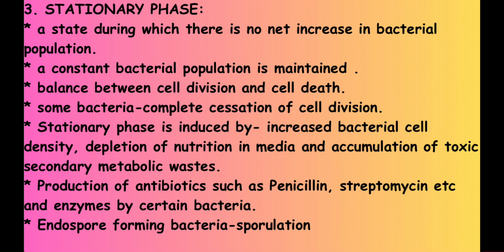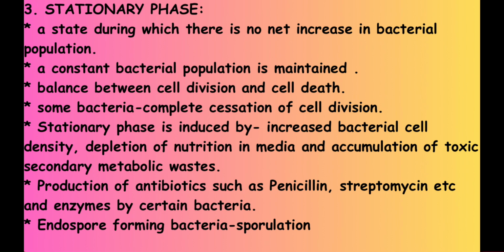Stationary phase. So at some point the bacteria will run out of an essential nutrient or chemical, or the growth of the bacteria will be inhibited by its own waste products or due to lack of physical space. So what happens? The cells will enter stationary phase. We can say stationary phase is a state during which there is no net increase in the bacterial population. Okay, a constant bacterial population will be maintained. So there will be a balance between cell division and cell death. That means the number of new cells being produced will be equal to the number of cells dying off.